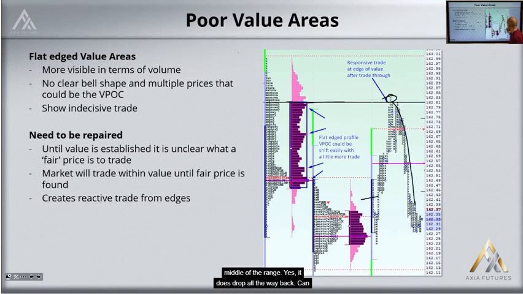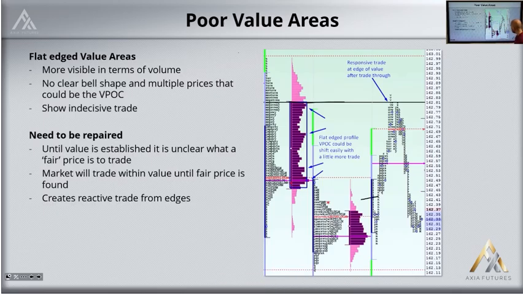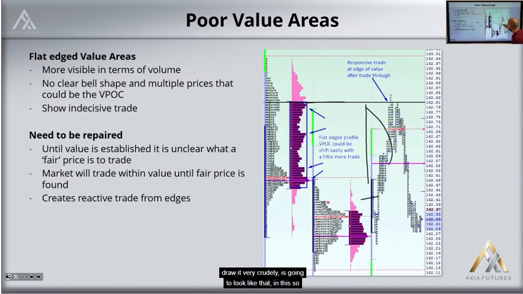Yes, it does drop all the way back. Can you expect that? Not necessarily. The reason being, and this is all about thinking about what the profile is potentially going to look like at the end of the day. If your expectation is that we're going to balance this out, this implies that you're going to have a value area that, if I draw it very crudely, is going to look like that in this zone.